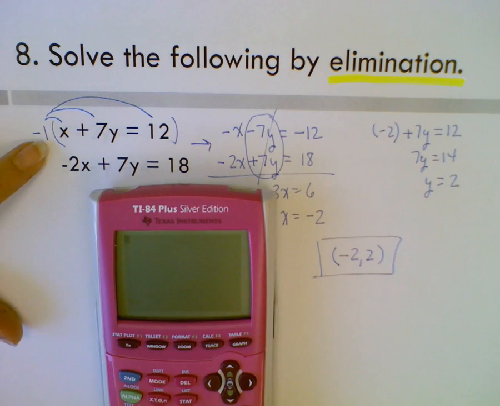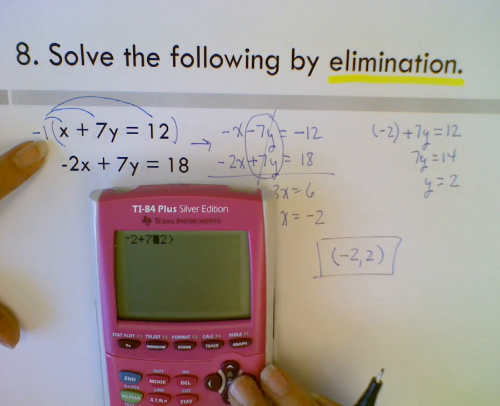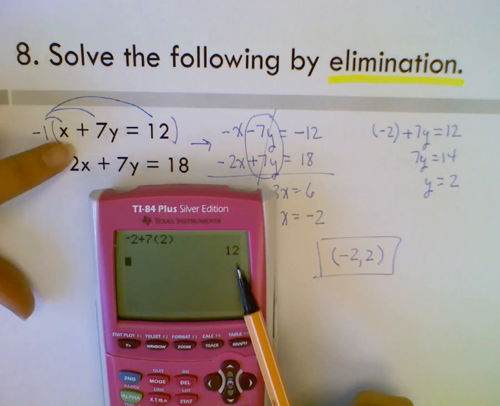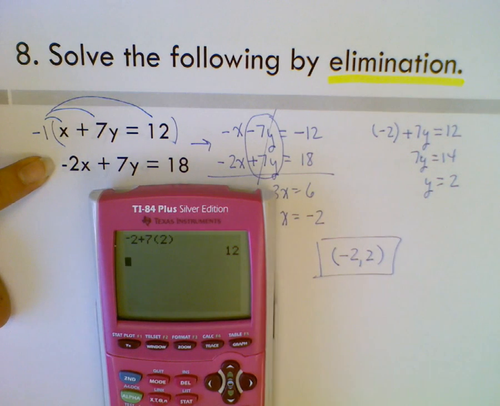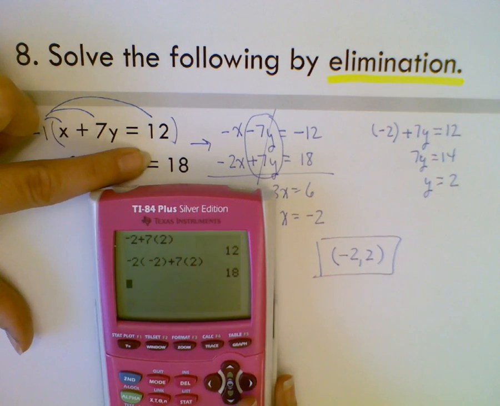If x is negative 2, plus 7 times 2, there we go. That gives me 12, and that's what I should have. On my second equation, I have negative 2 times negative 2 plus 7 times 2, and that gives me 18, and I should have 18.